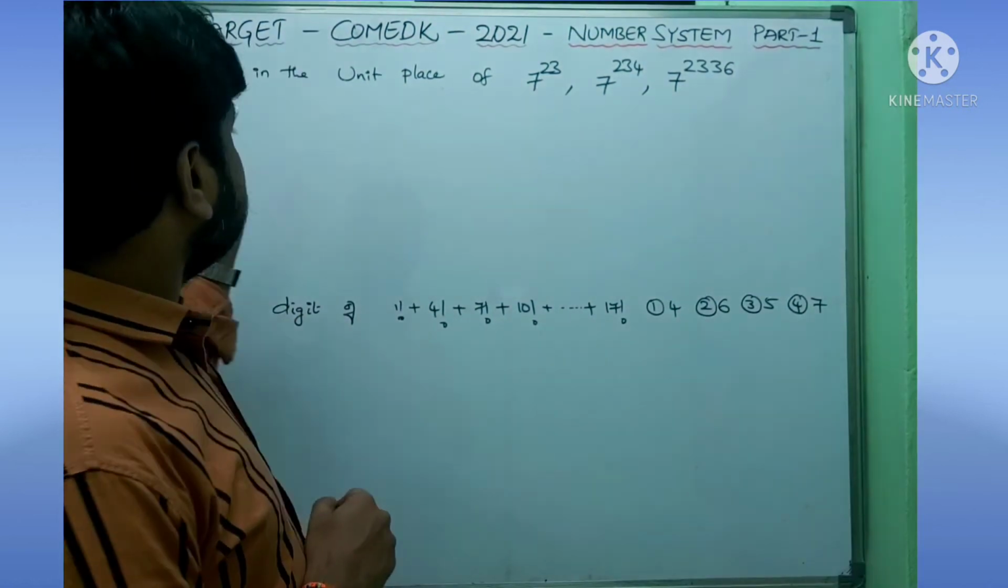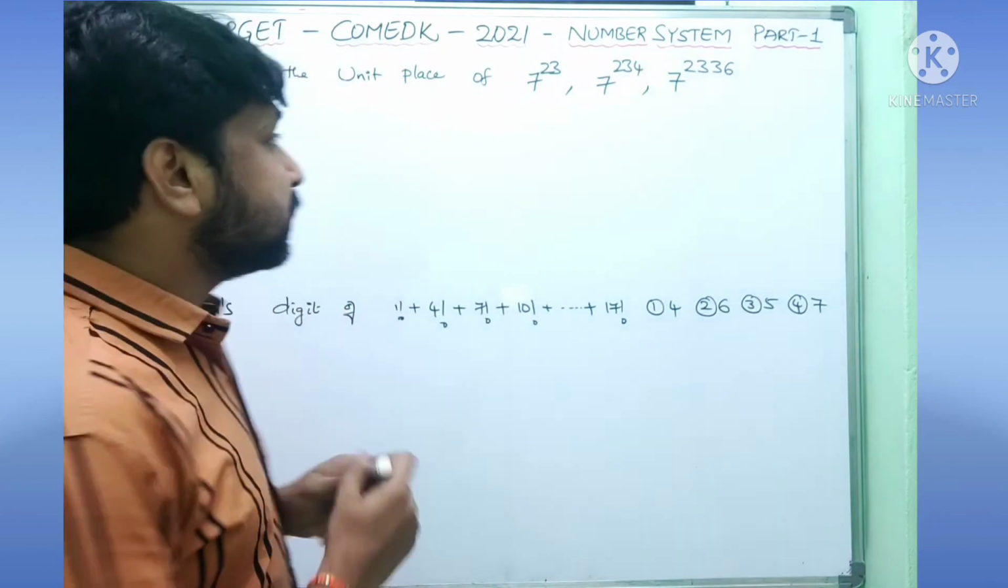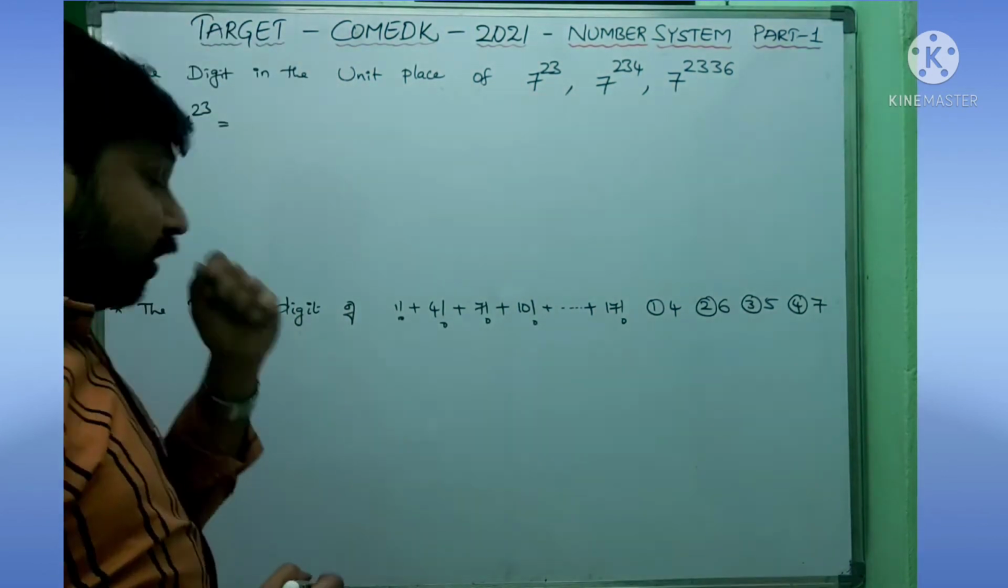Let's move to the next model, friends. The digit in the units place of 7 power 23, 7 power 234, 7 power 233. I need to find 7 power 23 first. Look carefully, friends.